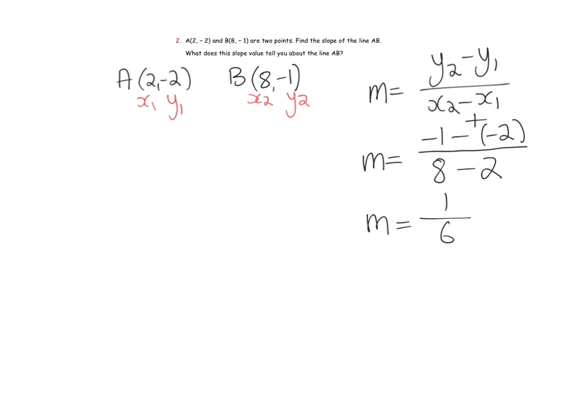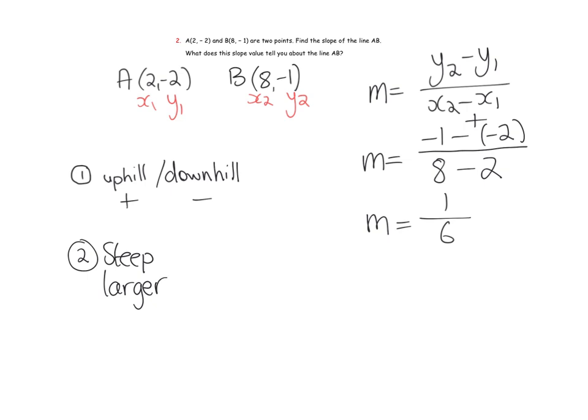Now it says here, what does this slope value tell you about the line AB? From the last video we can remember that the slope tells us 2 things. The first thing is it tells us whether the line goes up or down. So we're able to tell that it's positive when it's uphill and negative when it's downhill. And the second thing is it tells us how steep it is. The larger the number, the steeper it is.